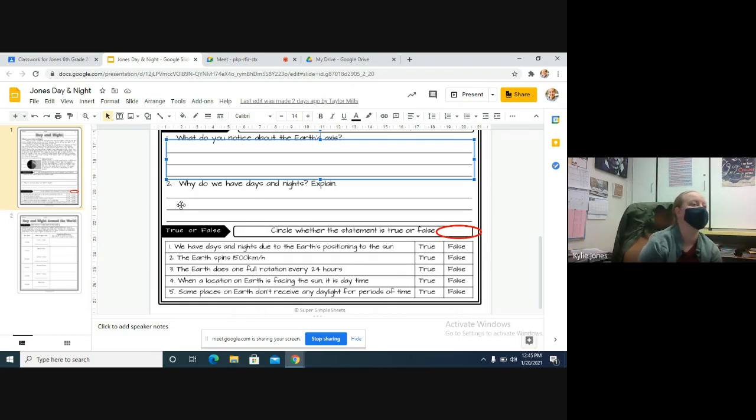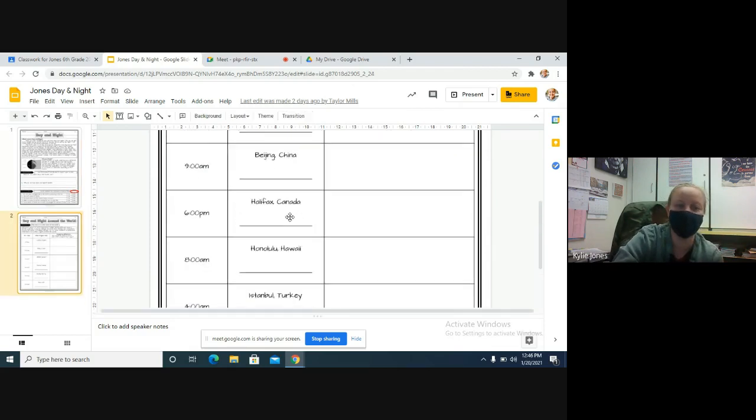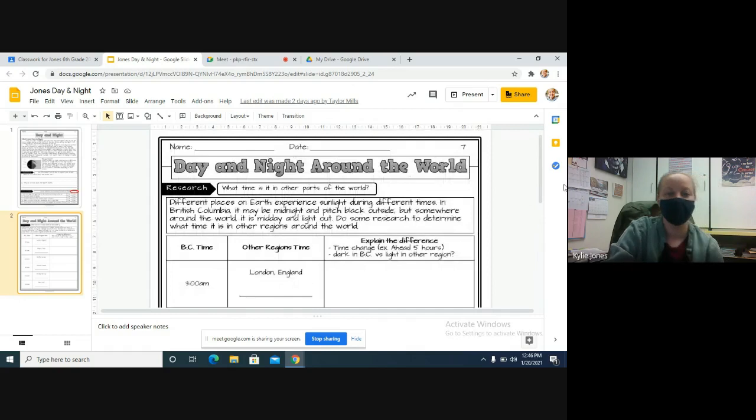Okay, focus up. We're going to move on to the next page. If you're not done with this first one, that's okay. You'll have time after to keep working. I'm just going to show you how to do the second page. On page number 2, we have some directions that say, what time is it in different parts of the world? Different places on Earth experience sunlight during different times. In British Columbia, it may be midnight and pitch black outside, but somewhere else in the world, it is midday and light outside. Do some research to determine what time it is in other regions around the world.